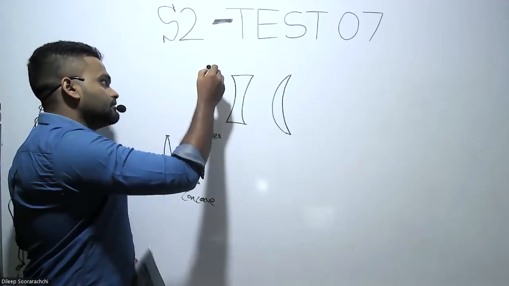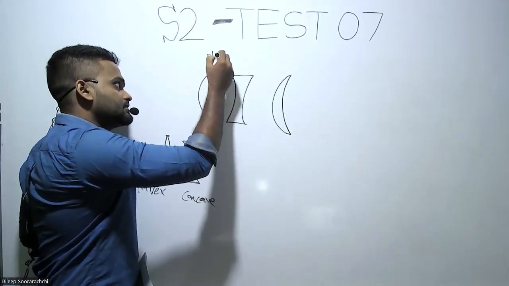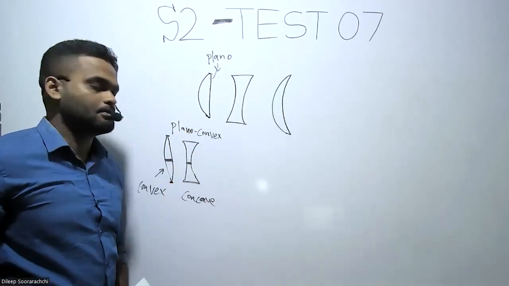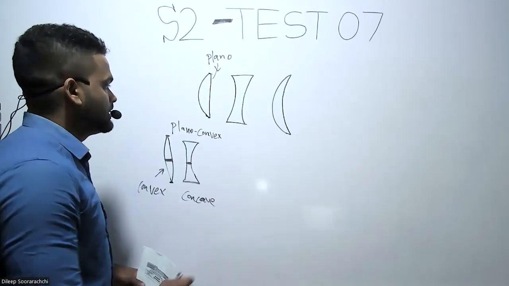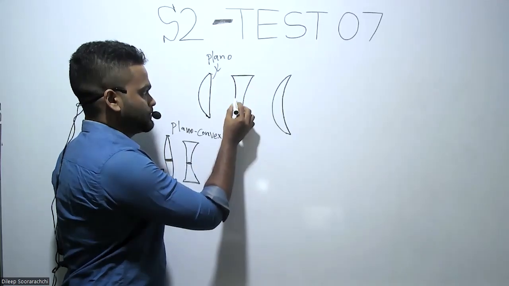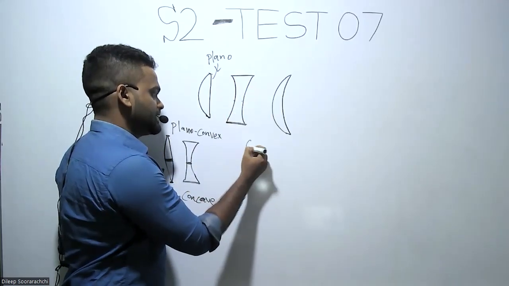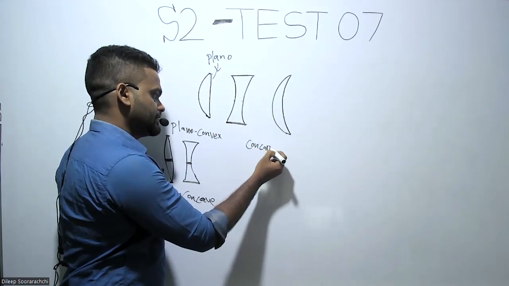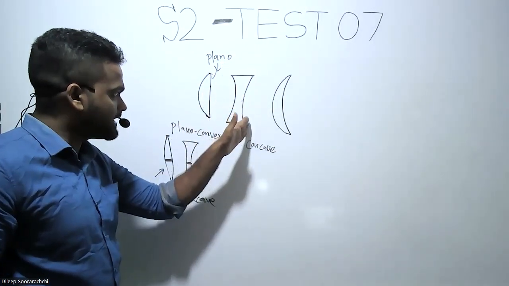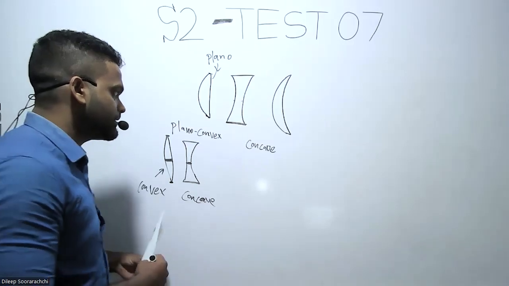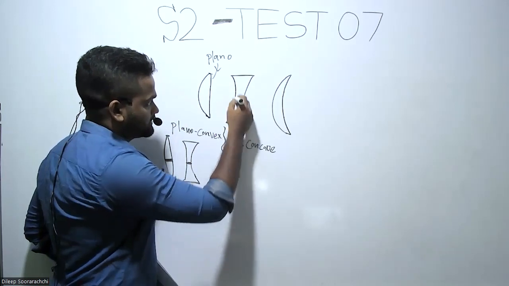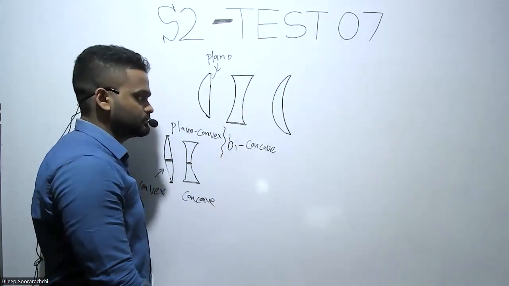And if one side is a plane side, we call that plano. So this lens should be plano convex. Then this lens, edges are thicker compared to the middle, so this should be a concave lens. Since both sides have the same shape, concave shape, we call that bi, both sides. So this is biconcave.